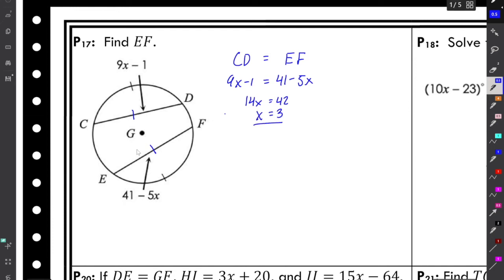So to find EF, we just plug in for what EF is. 41 minus 5 times 3, so 41 minus 15 comes out to be 26. So EF is 26 units long.